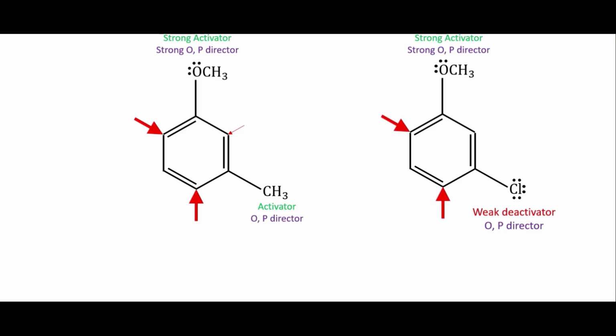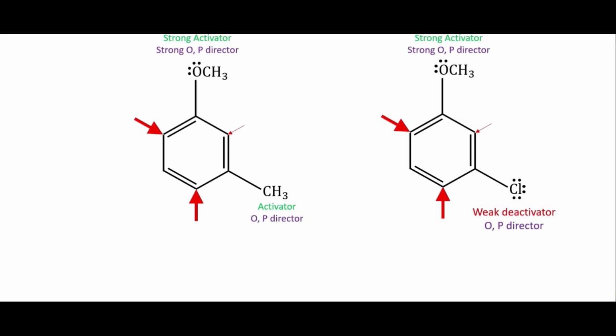Then over on this one, we're still, again, going to add mostly to those. Both groups are ortho-para directors, so adding ortho to them is going to predominate. And so we see that each of these two spots here on both of these are ortho to one of the groups and para to the other. And so those are going to be the most predominant spots. Again, we might get a very small amount on that carbon, but because it is sterically hindered, it's not very likely.